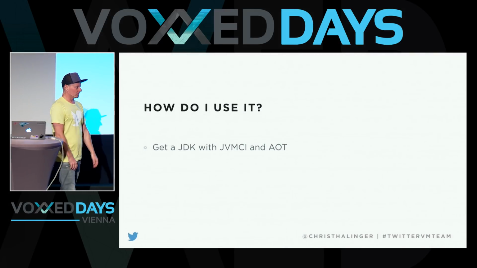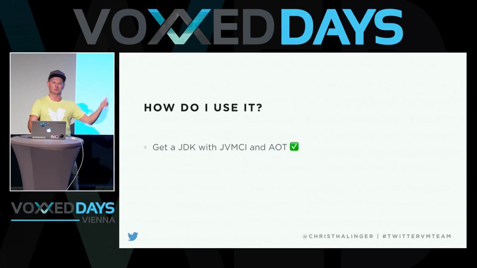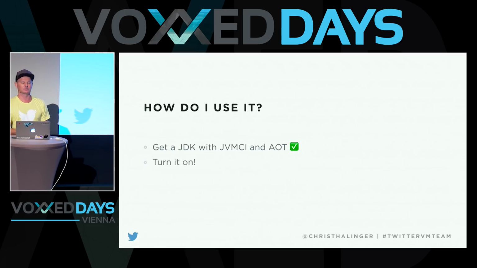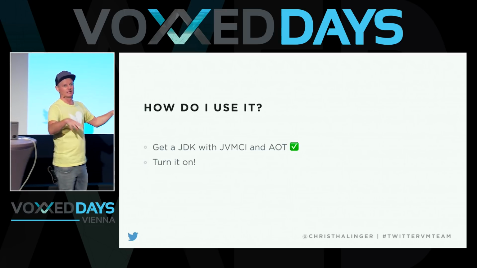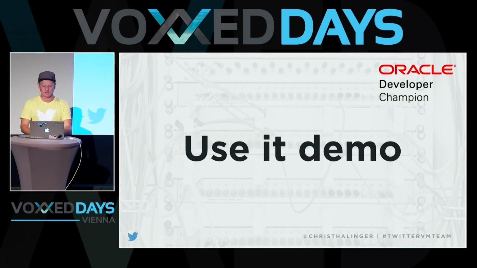So how do I use it? Get a JDK with JVM CI and AOT. Yes, we checked that we have that. We verified that we have both modules, and then just turn it on. That's really it. There's nothing else to it. Okay, so let me show you how to use it.